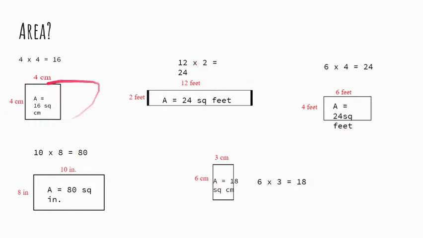So this is a square, right? Again, if one of the 4s were not here, you should still be able to solve this problem. It's a square, so it's 4 times 4, since it's side times side, which gets you 16, and since it's centimeters, the area is 16 square centimeters. Here, it's 2 feet times 12 feet, and it's 24 square feet. 4 feet times 6 feet, 24 square feet. 8 inches times 10 inches is 80 square inches. 6 centimeters times 3 centimeters is 18 square centimeters.